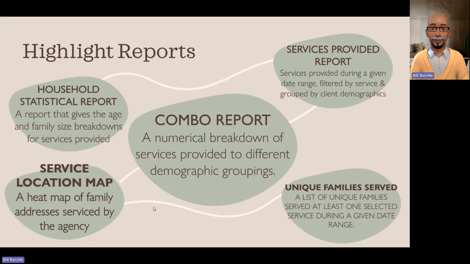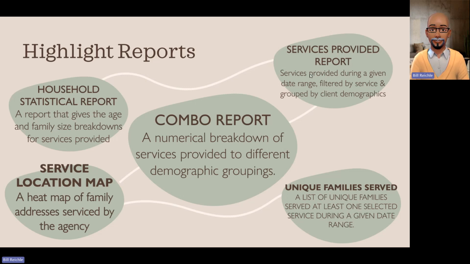We're going to look at 5 reports just as an overview. There'll be another video at another time with more specifics on using reports. The reports we're going to look at are number 1, the combo report. It's a numbers report, which is a breakdown of all services provided to different demographic groupings. Number 2, the household statistical report, which gives you an age and family size breakdown for services.